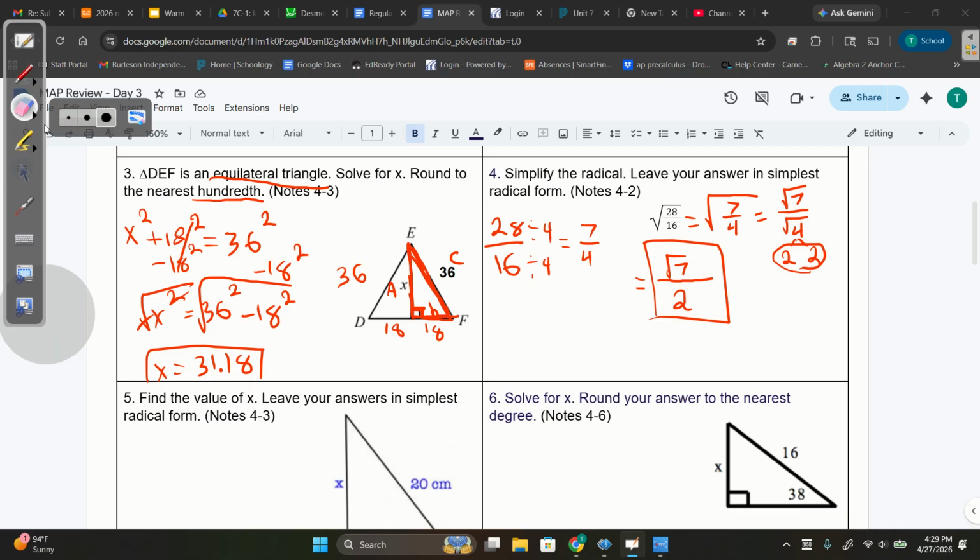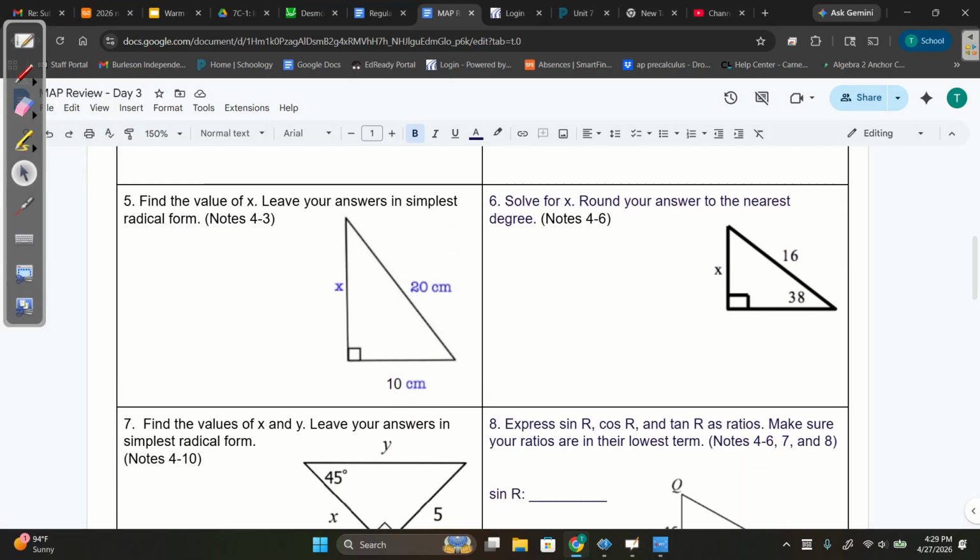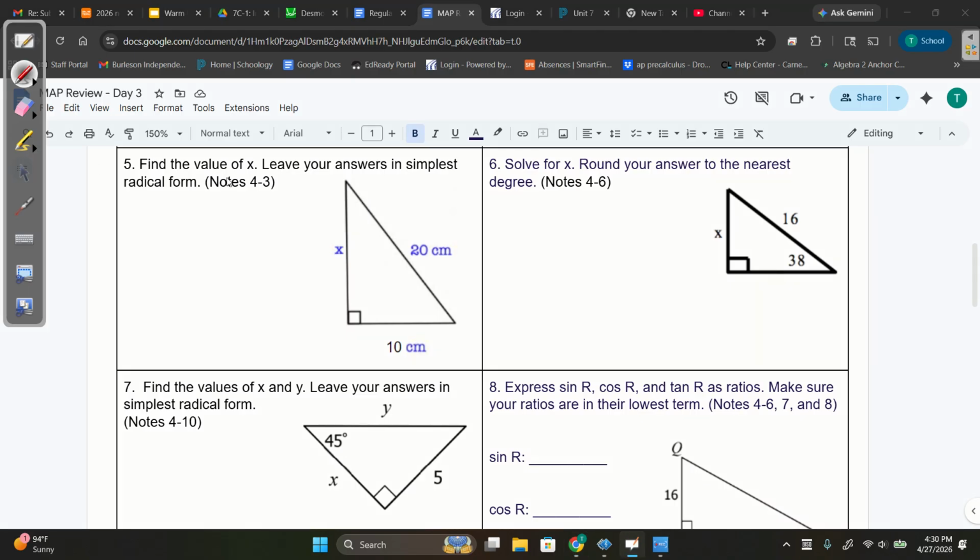Let's go to number 5. Number 5 says find x and leave your answer in simplest radical form. That means we can't necessarily use the calculator to evaluate. We have to do that ourselves. Here's how we do it.